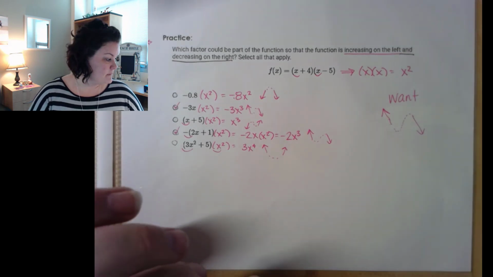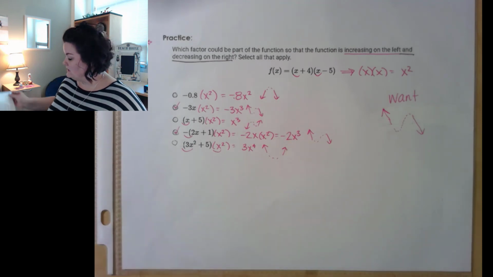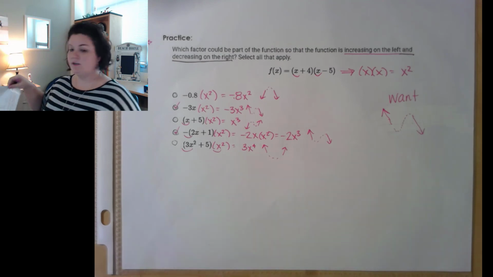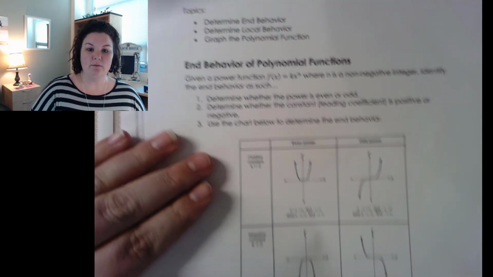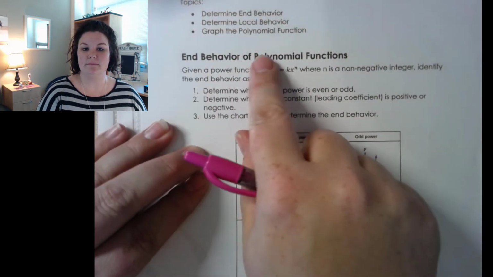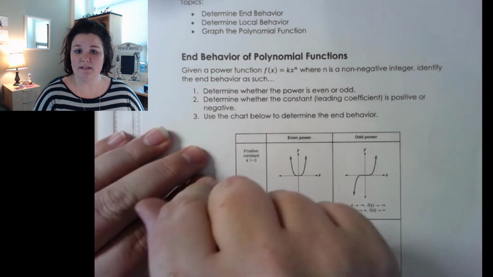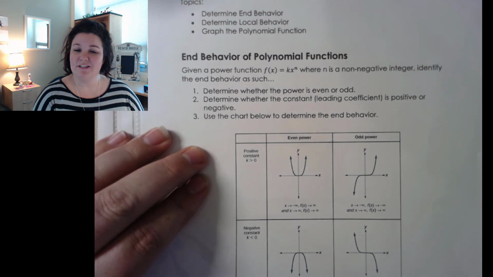Okay, so that is the end of the end behavior of polynomial functions. So you should now be able to complete that homework assignment, the end behavior of polynomial functions, on your Knewton Alta assignments. And if you have any questions, please let me know.